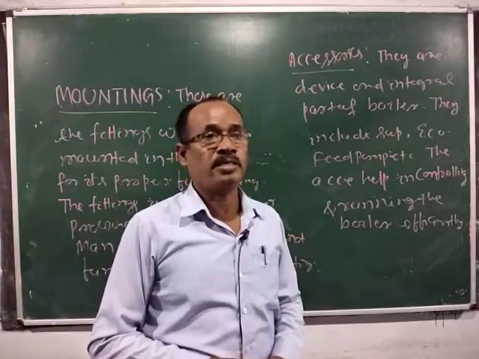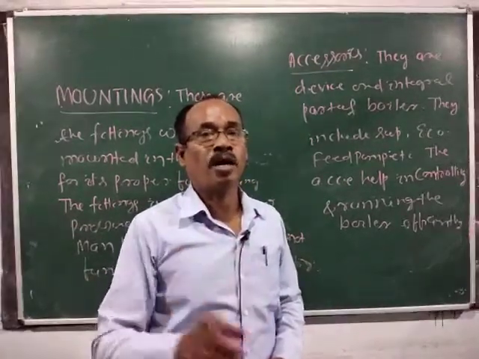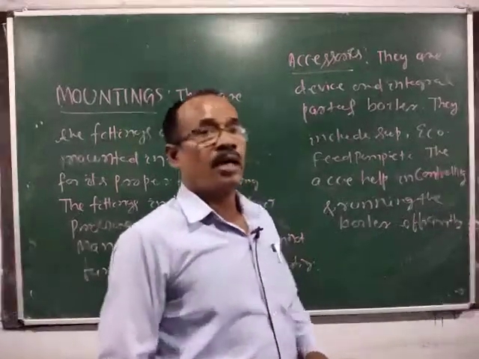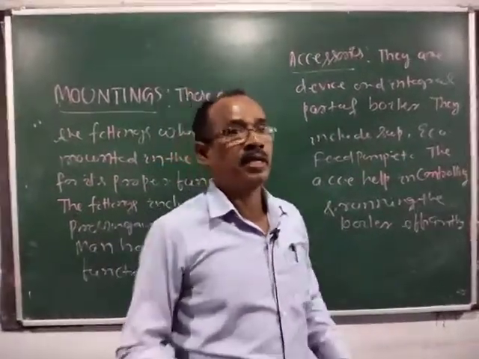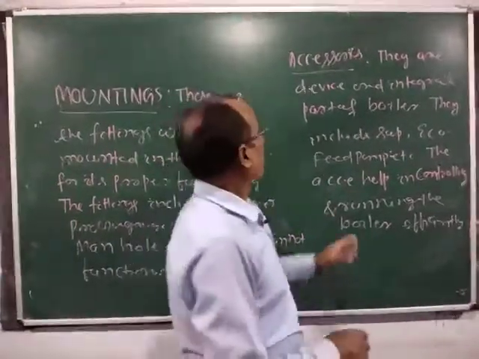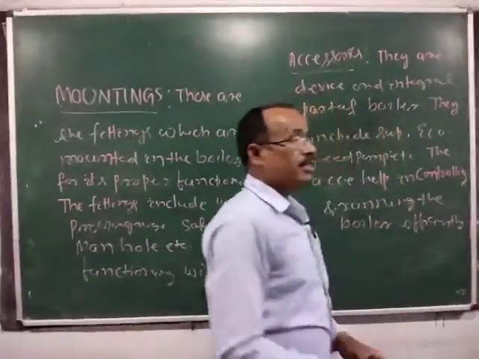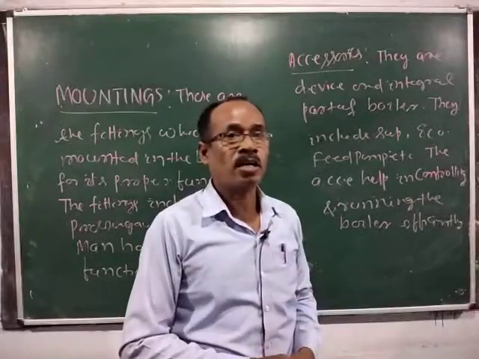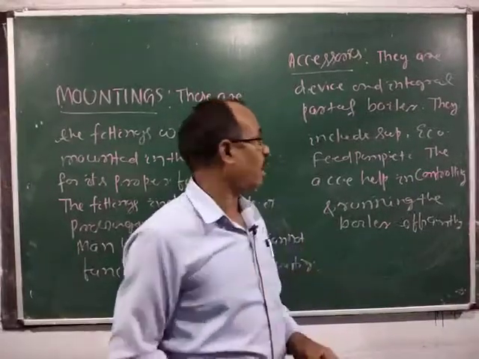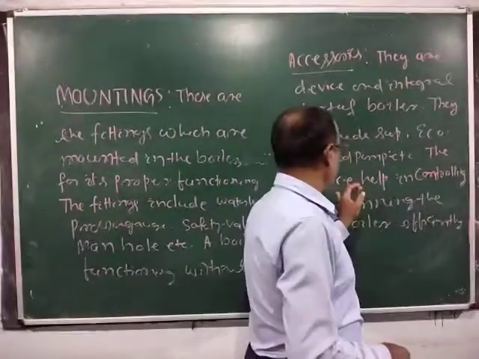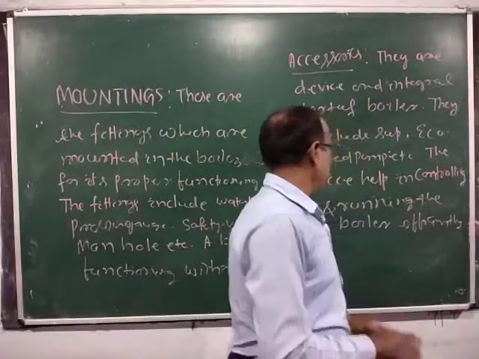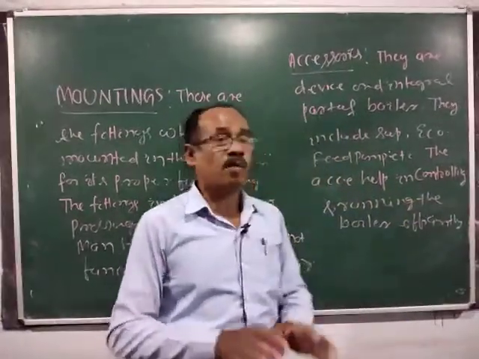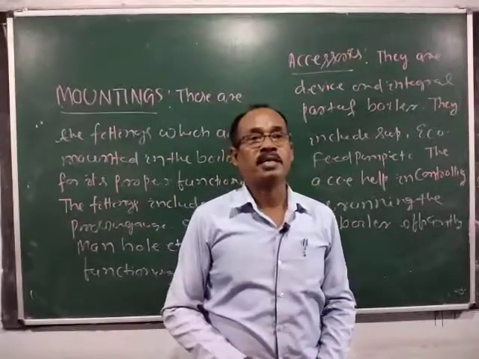The next point is accessories of the boiler. They are the devices and integral parts of a boiler. They include superheater, economizer, feed pump, etc. The accessories help in controlling and running the boiler efficiently.